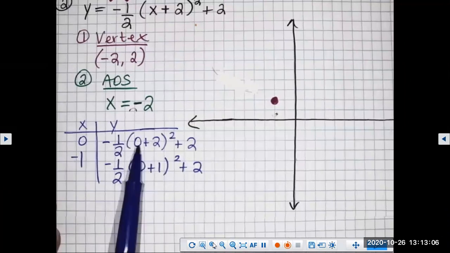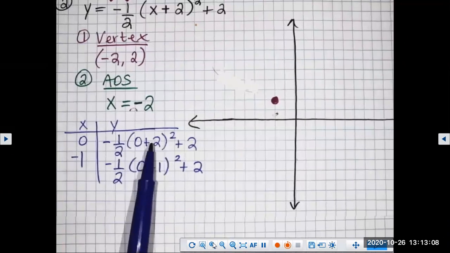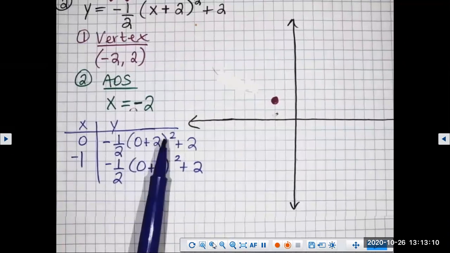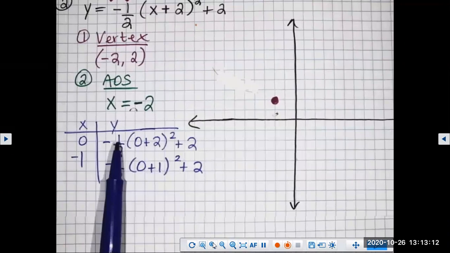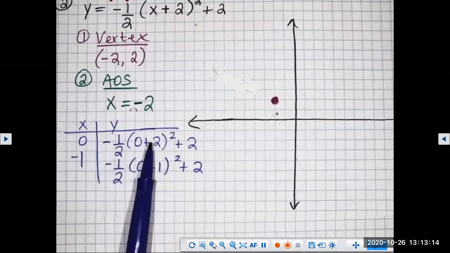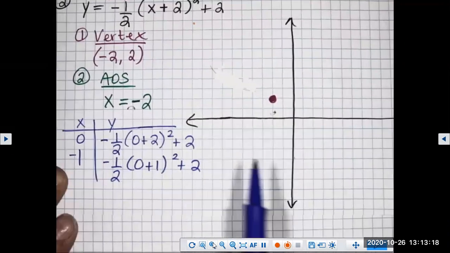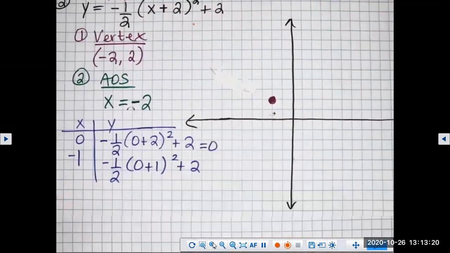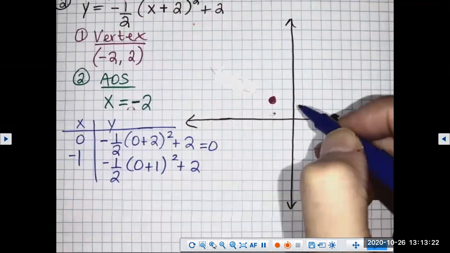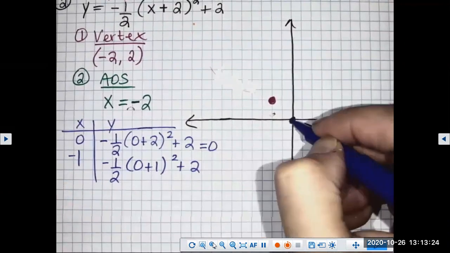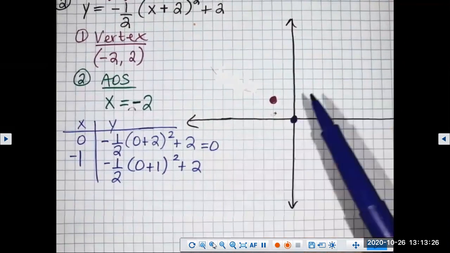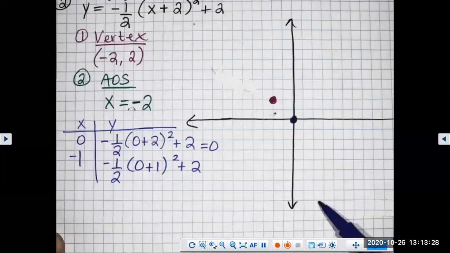What will this become? And 2 squared. Okay, so you get -1/2 times 4. Good. So you get -2 plus 2, 0. So it passes through 0, 0. And we said this parabola should be going down. So that matches up.